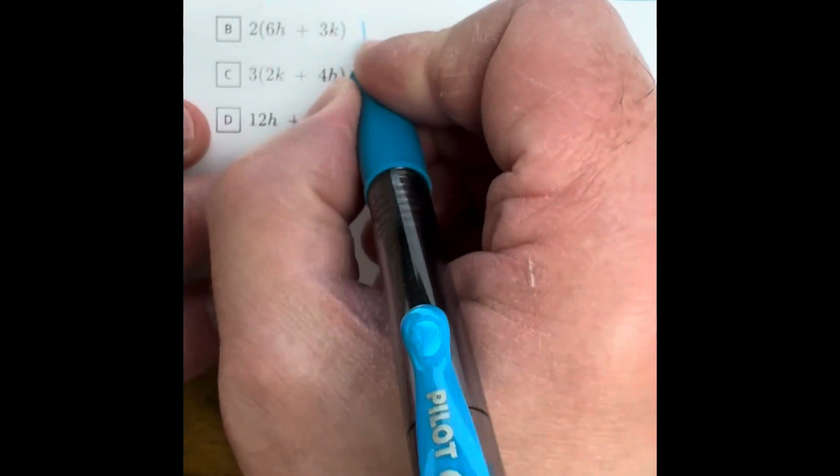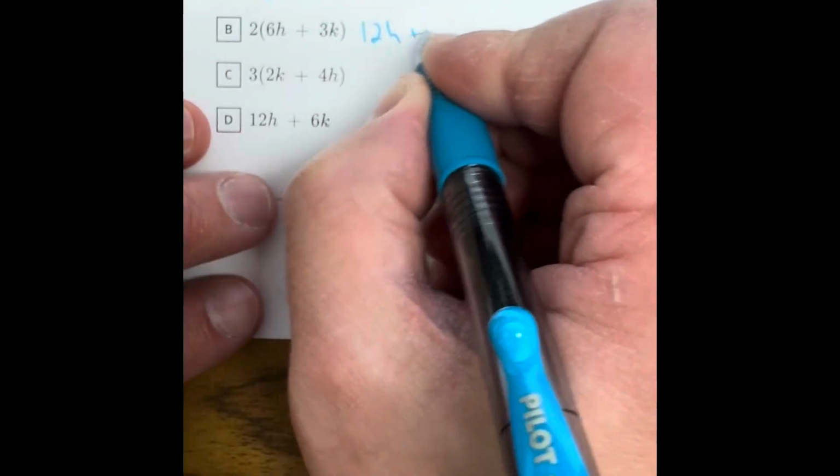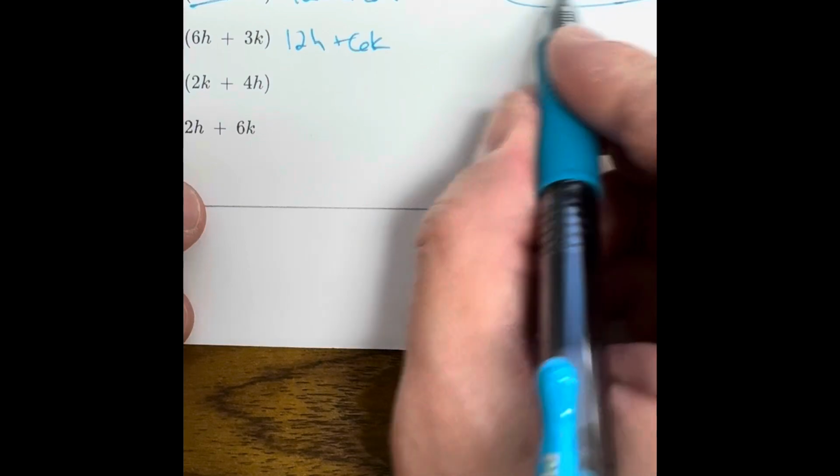2 times 6h is 12h. 2 times 3k is positive 6k. Be careful. So let's see. 12h, 12h, 6k, 6k. So B works.